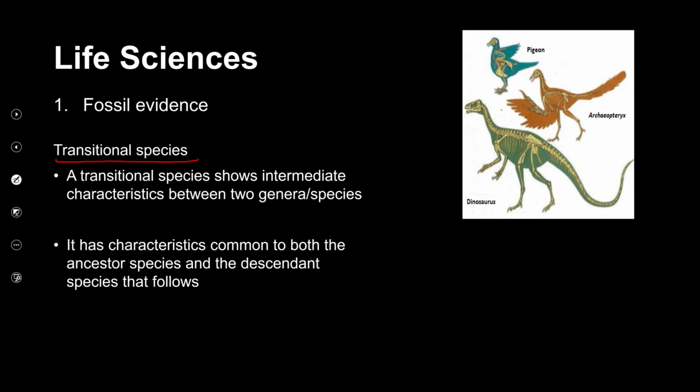Now, we've mentioned it in previous lessons, and we also mentioned it just a bit earlier, and we spoke about what a transitional species is. And here we see a transitional species basically shows intermediate characteristics. So in other words, it's kind of the middle between two other genera or species.